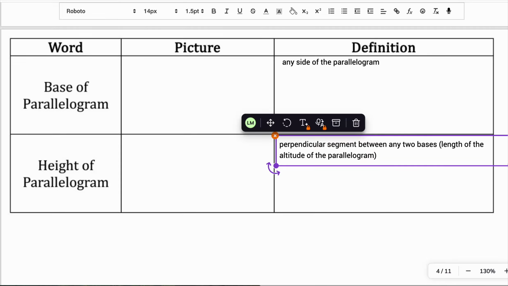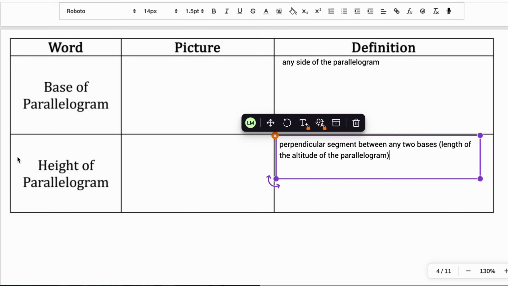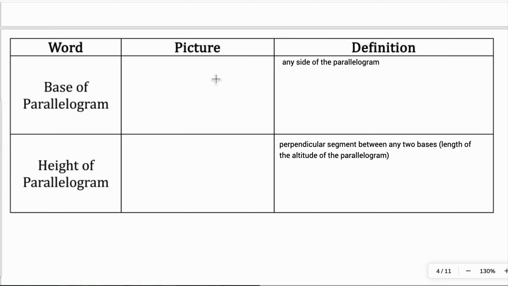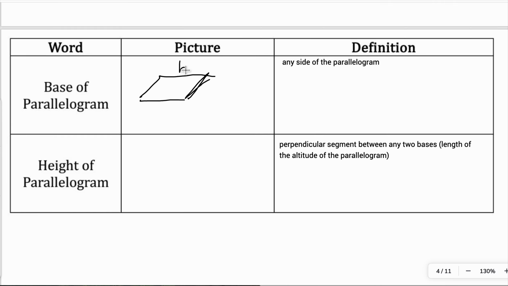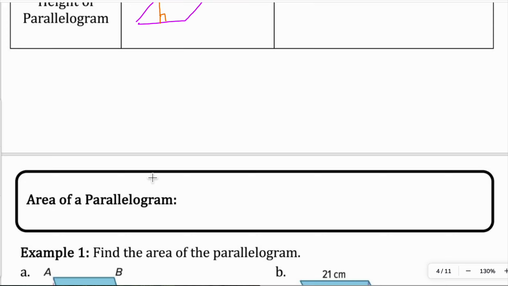Okay, so let's draw some pictures. If I have a parallelogram that looks like this, again, we're just going to pretend that it is drawn correctly. Any side could be the base. So top and bottom could be the base, or the left and right side could be the base. But the height of the parallelogram has to be the altitude. Remember, altitude is the perpendicular segment from one base to another. So we just need to make sure we see that perpendicular length right there.